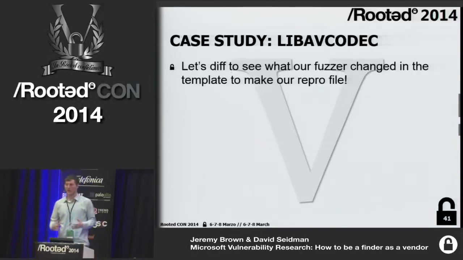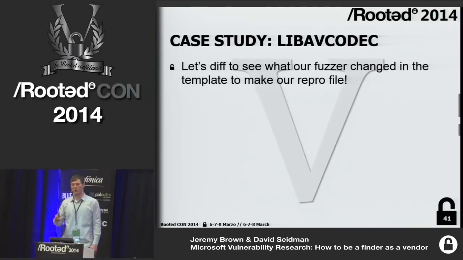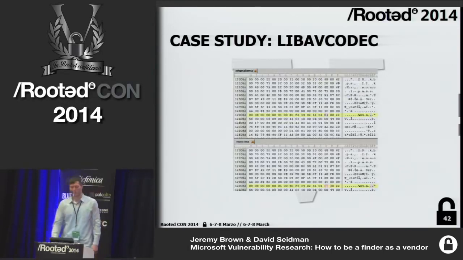So that was good to know, because if we send to VLC, now they have a crash they have to look at, and they're saying, okay, it's not in VLC, it's actually in libav-codec. Just another speed bump. Now we have to send everything to a different team and coordinate from there. So let's diff to see what the fuzzer changed and what the template and repro file look like.